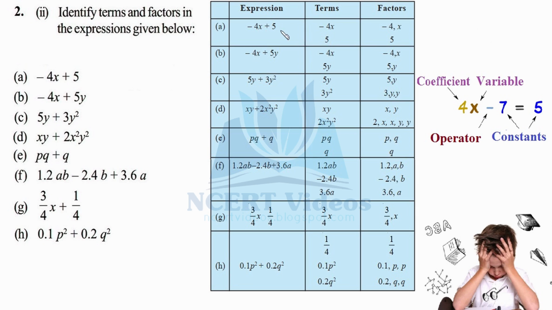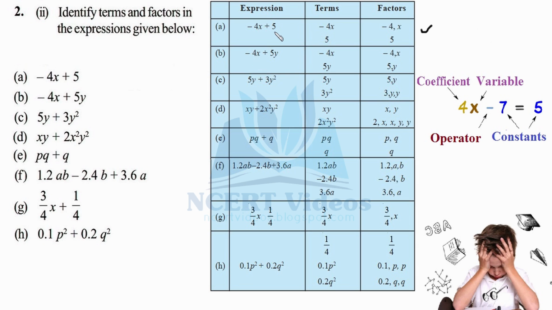So now visiting the question, first expression is minus 4x plus 5. So we have 2 terms, this and this, that is minus 4x and 5. And we have to write factors representing each term. So in minus 4x, we have factor as minus 4 and x because they have individual identities. And in 5, we have 5 as a factor. That's A.